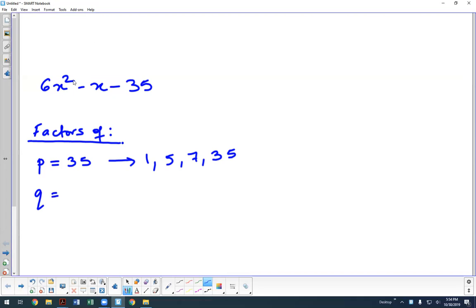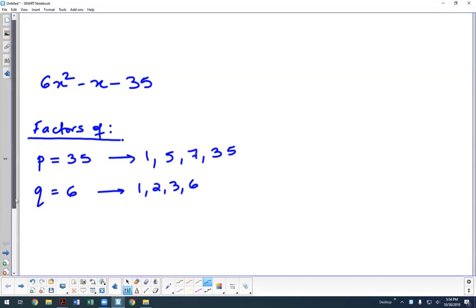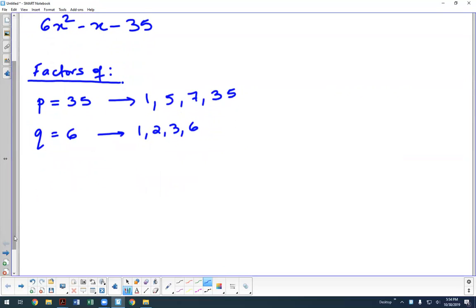Q comes from your leading term, which in our case is 6 for this example. So the factors of 6 will be 1 and 6, and then 2 times 3. So 1, 2, 3, and 6. Now the idea is, when I'm looking at all the possible options, what are all the different possible rational zeros?